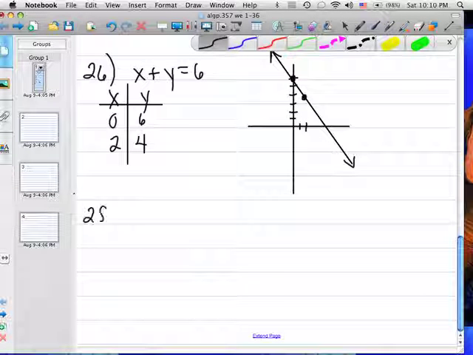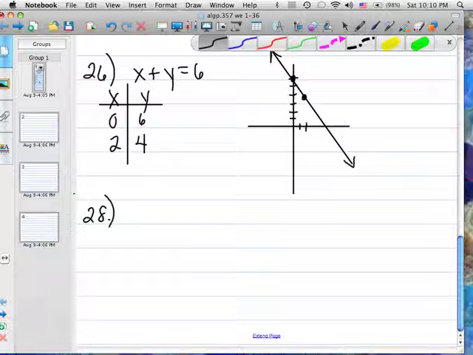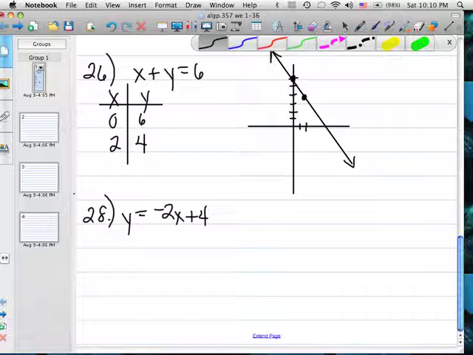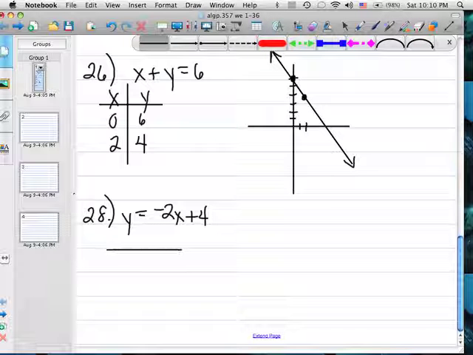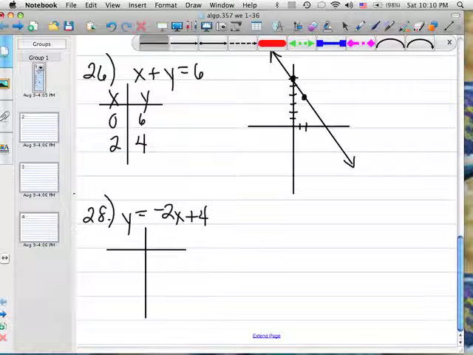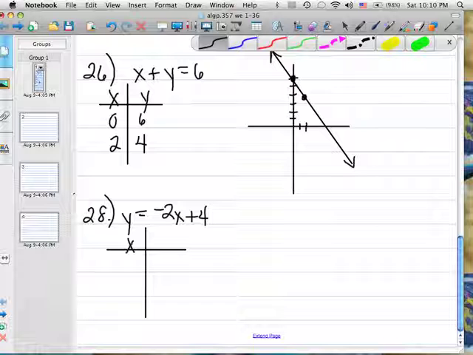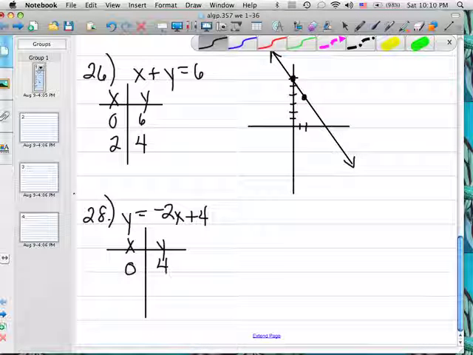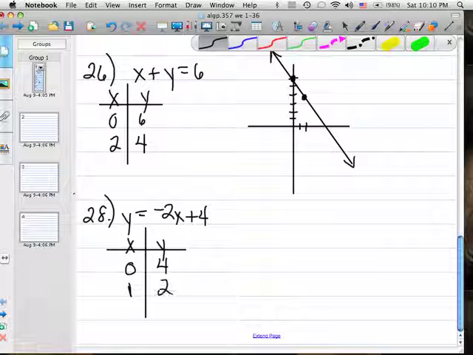Problem number 28. We have y equals -2x plus 4. So we'll make a chart again and come up with 2 ordered pairs in order to graph the line. So this is x and this is y. If x is 0, if I put in 0, then -2 times 0 is 0 plus 4. I get y is 4. If x is 1, if I put 1 in for x, I get -2 plus 4, which is 2.